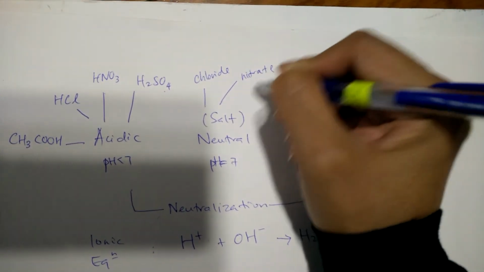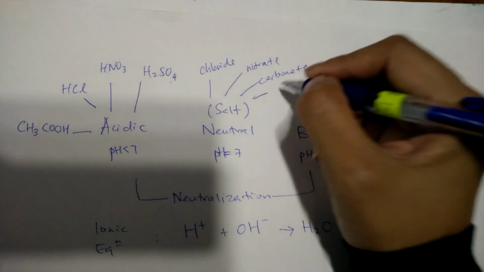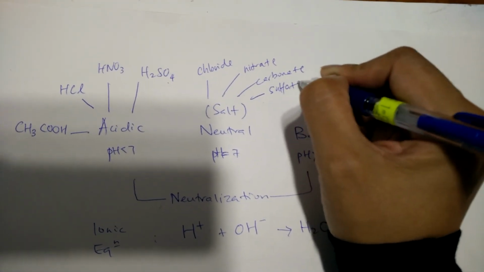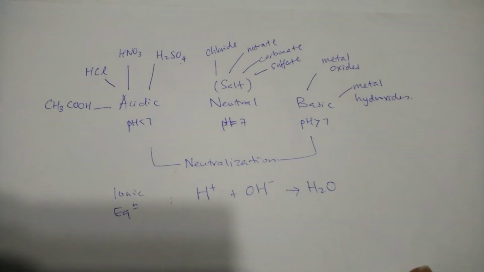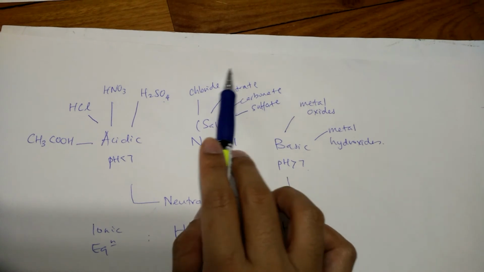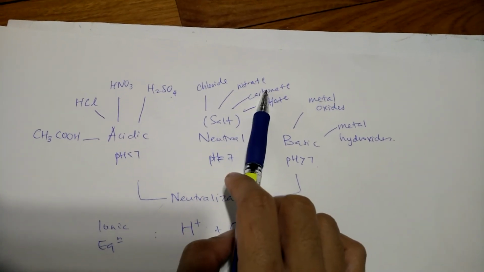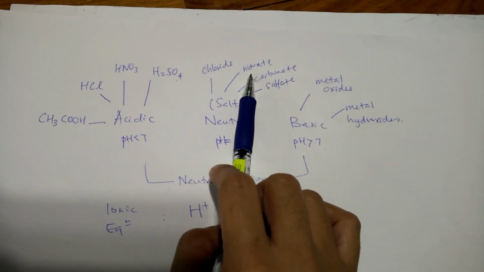Your chloride, your nitrate, your carbonate, your sulfate are four types of salt that we cover. Now, we have so many salts, and we can further categorize them into soluble and insoluble salts. So I will touch on that in the next video.